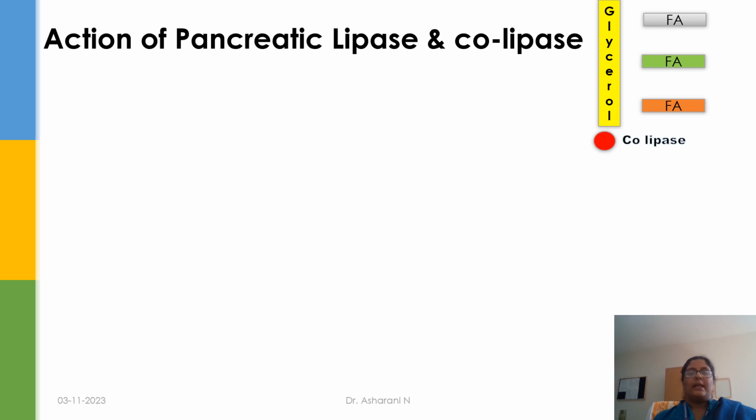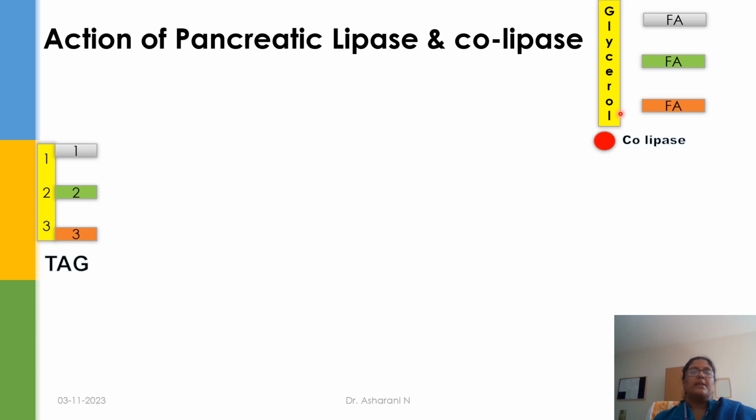Action of pancreatic lipase and colipase. Already we have understood that lipases are the ones which act on triacylglycerol. Triacylglycerol has a glycerol backbone esterified with three fatty acids at the first, second and C3 positions. Now we will understand how exactly lipase with colipase digests triacylglycerols. So that's the triacylglycerol molecule.